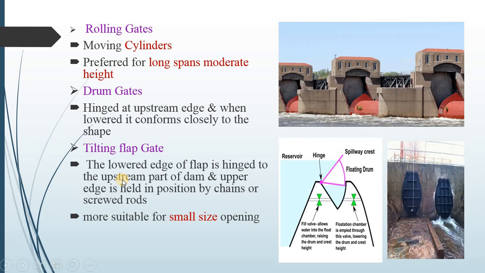Next is the tilting flap gate. The lower edge of the flap is hinged to the upstream part of the dam, and the upper edge is held in position by chains or screw rods. So you can see here the flap is hinged to the upstream part of the dam, and the upper edge is held in position by chains. So it can open or flap whenever opening of water is required. So this is the tilting flap gate. These are more suitable for small size openings.